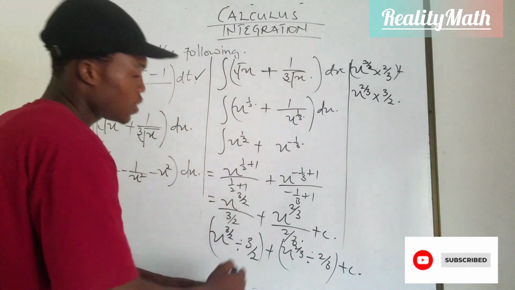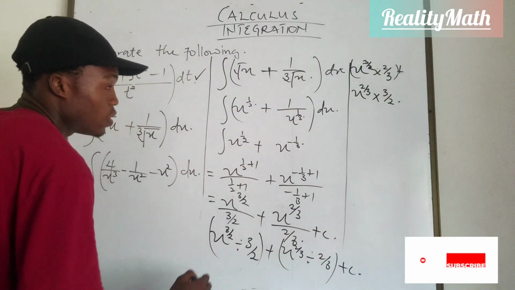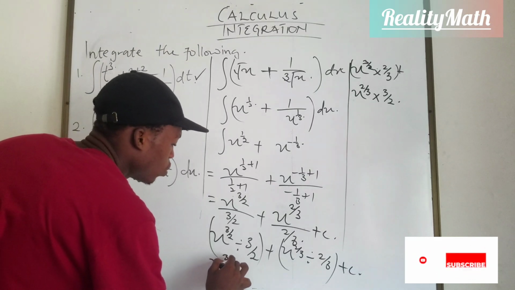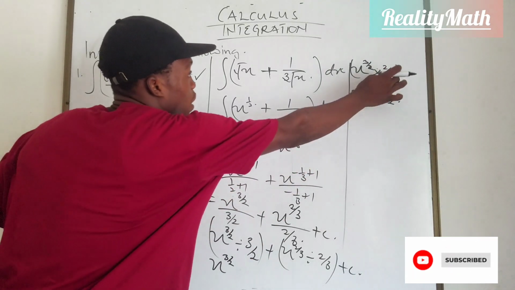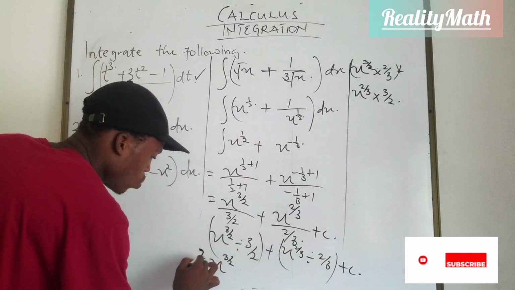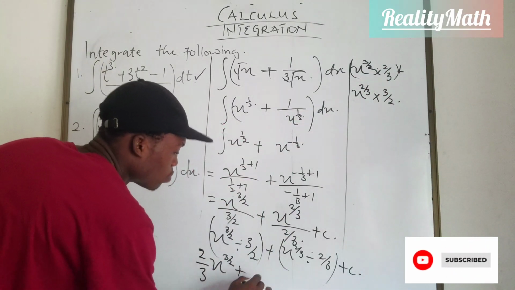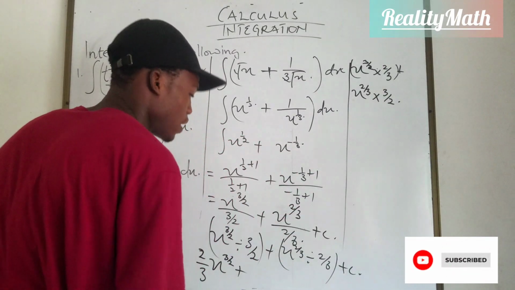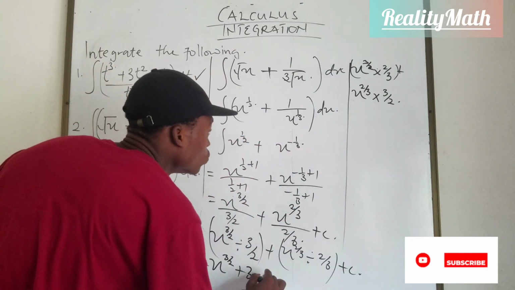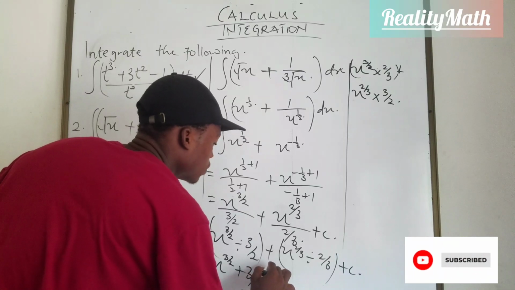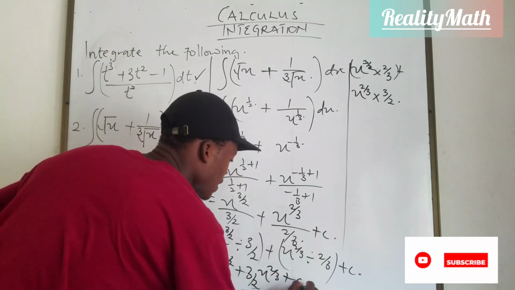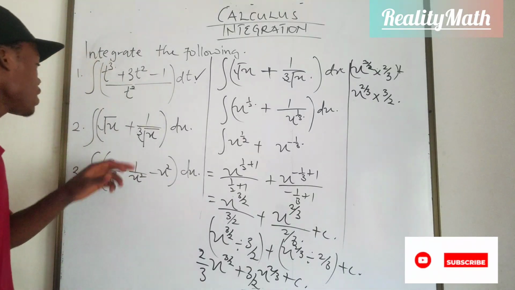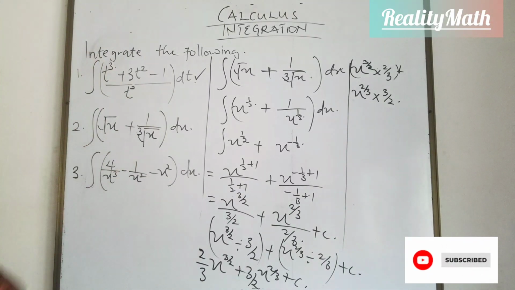You know, the upper one will now be x to the power 3 on 2. It is multiplying what? 2 on 3. So 2 on 3 plus, what will this one give us? This one is also multiplying 3 on 2, which will be 3 on 2 x to the power 2 on 3, all plus c, which is a constant. Alright, thank you. You've just integrated the second question.